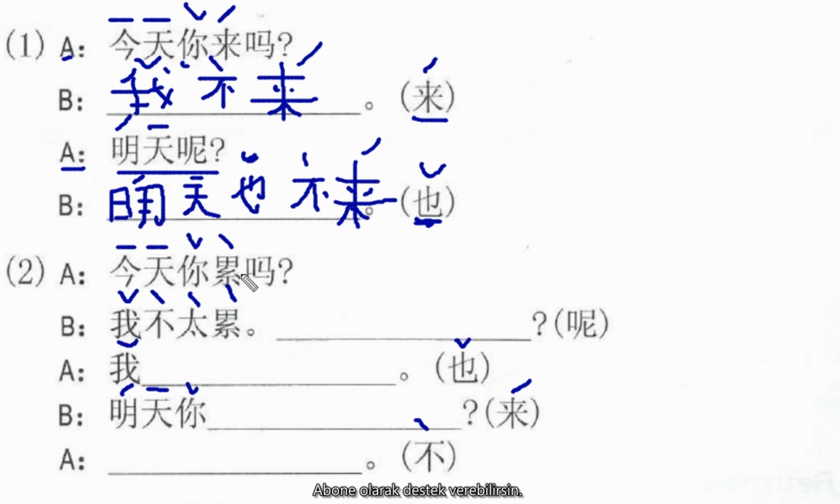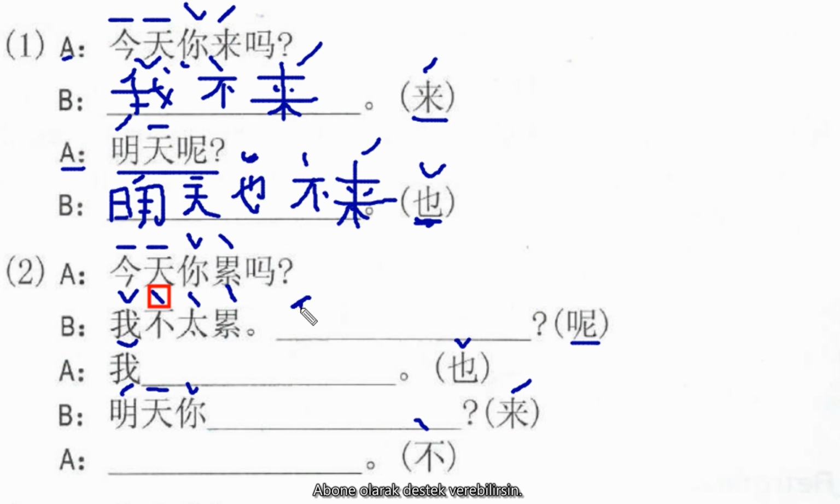今天你累吗? Today are you tired? 我不太累, and this 不 we change to second tone. 我不太累. I'm not very tired. Here we should use ne. So we can say here 你呢, and the answer starts with 我.